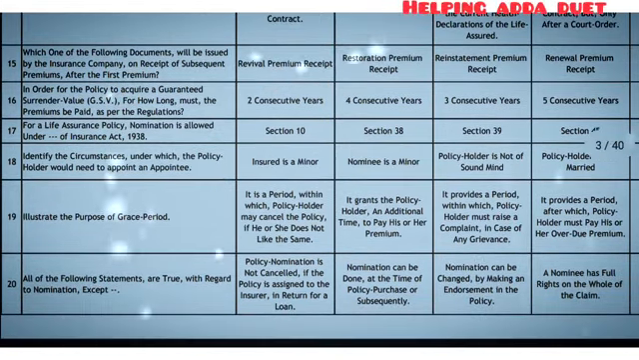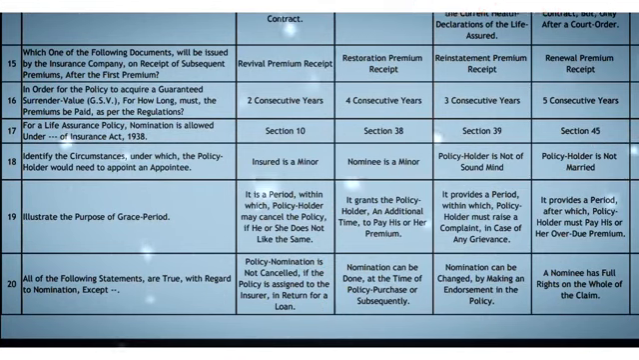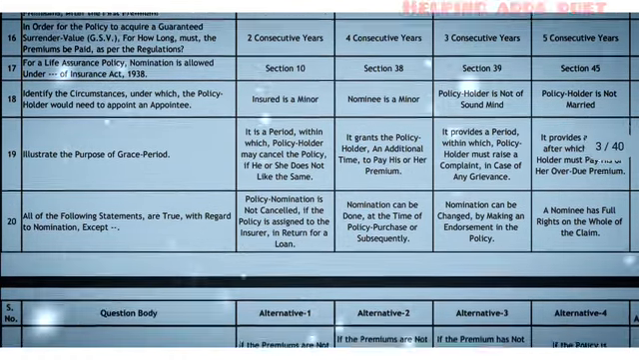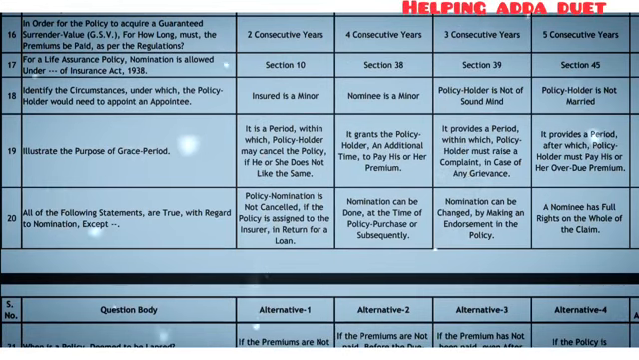Question number 16. In order for the policy to acquire a guaranteed surrender value, that is GSV, how long must the premium be paid as per the regulation? The premium must be paid for 3 consecutive years. So the answer is number 3. Question number 17. For a life assurance policy, nomination is always under Insurance Act 1938. So it is under section 39.